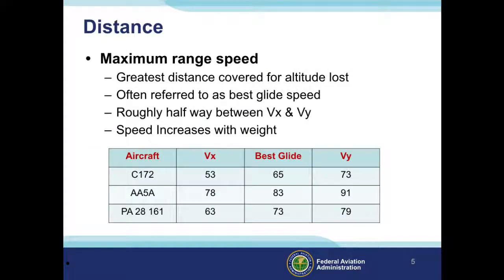If distance is what you want, you'll need a speed and configuration that will get you the most distance forward for each increment of altitude lost. This speed is often referred to as best glide speed, and on most airplanes, it'll be roughly halfway between Vx and Vy. The speed will increase with weight, so most manufacturers will establish the best glide speed at gross weight for the aircraft. That means your best glide speed will be a little lower for lower aircraft weights. Not all manufacturers publish a best glide speed, but here's a chart with examples from some who do.